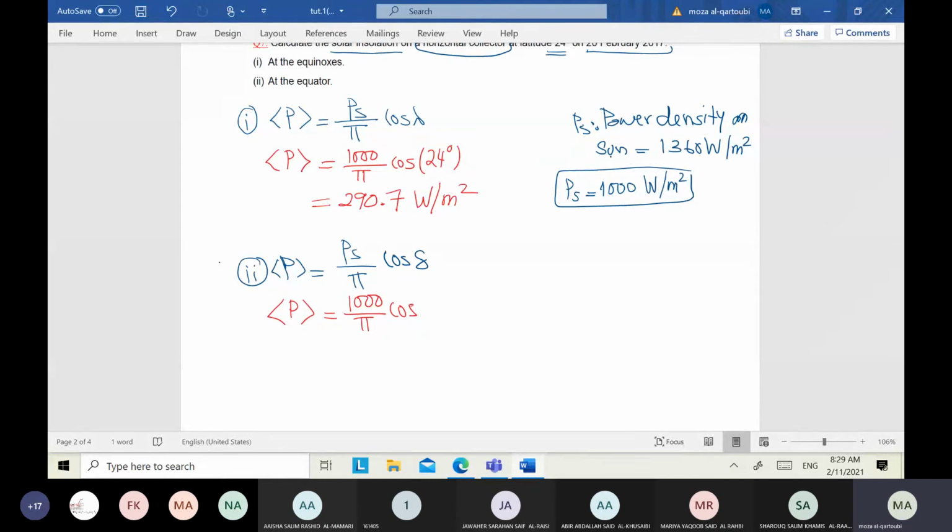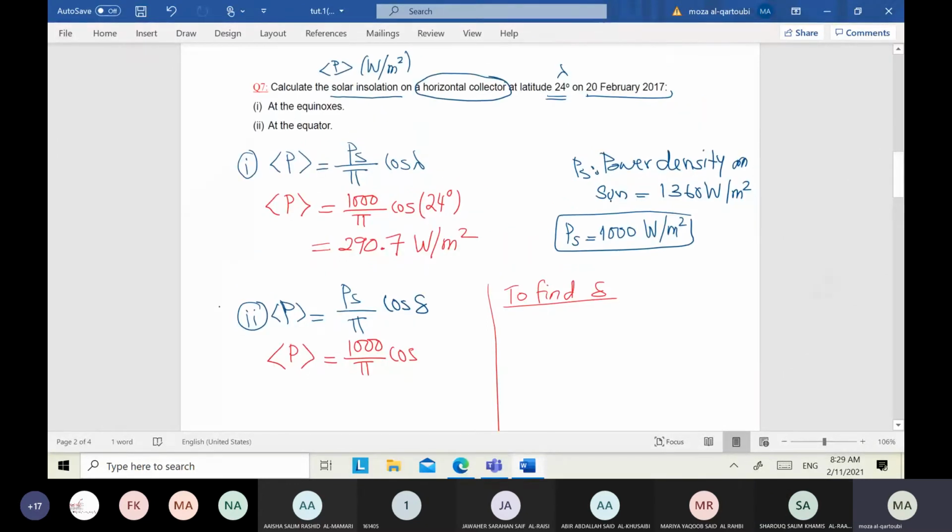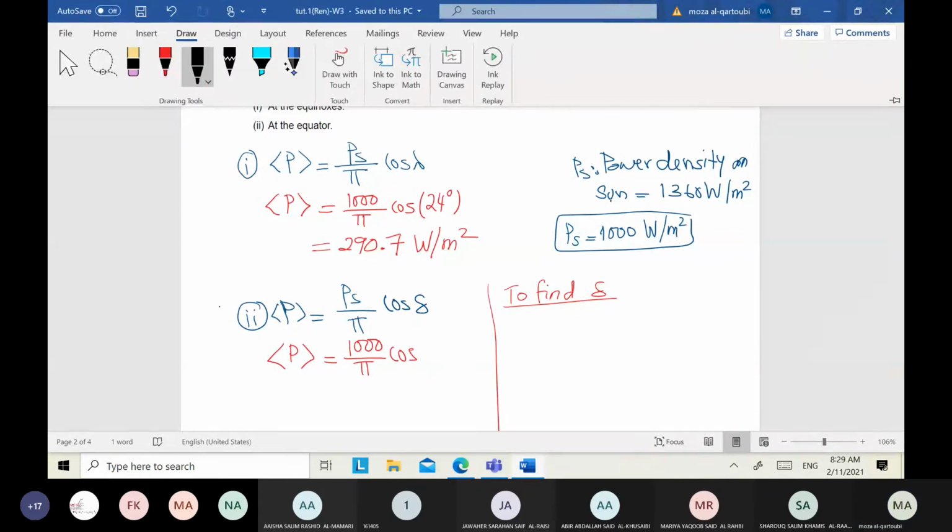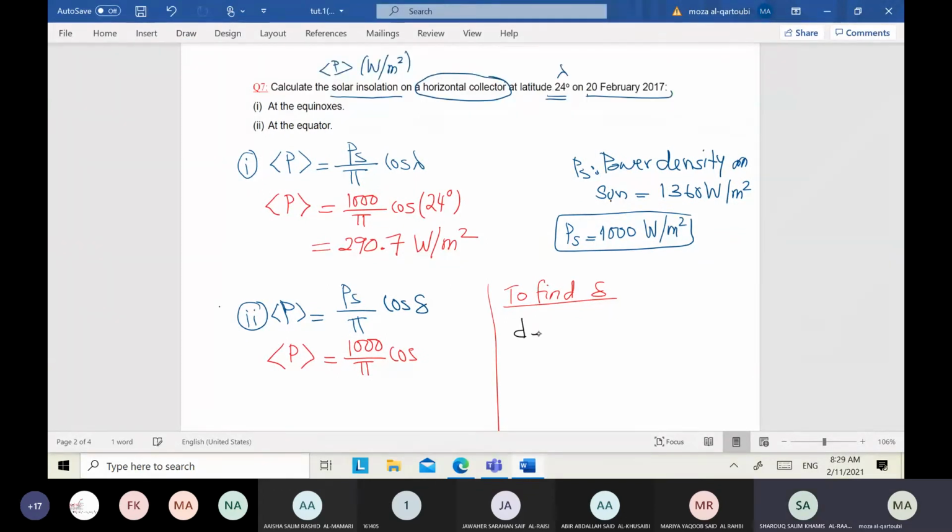So the declination angle. To find delta, what should we find first? The number of days. The number of days depends on the given date, 20 of February. So D equals how many days? From January, 31 days, plus 20 days from February. So it equals 51 days. So we can find delta now.